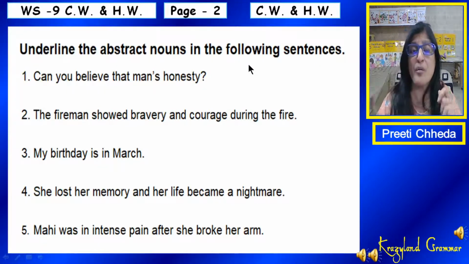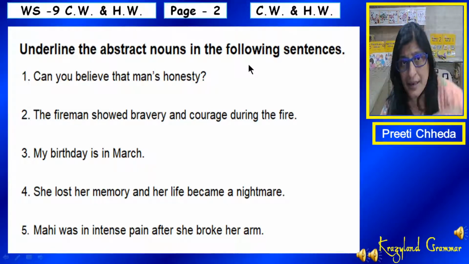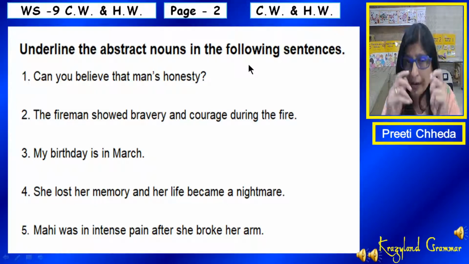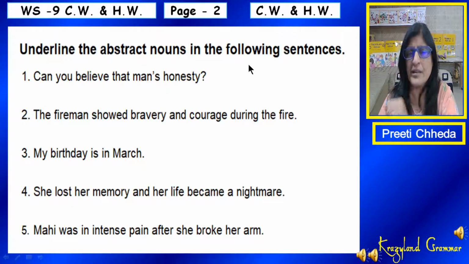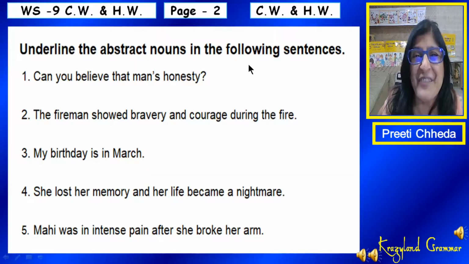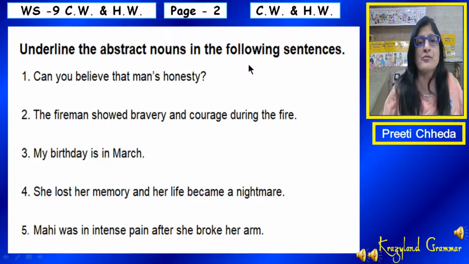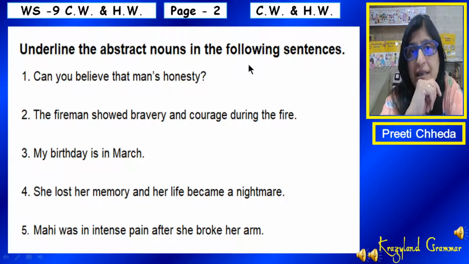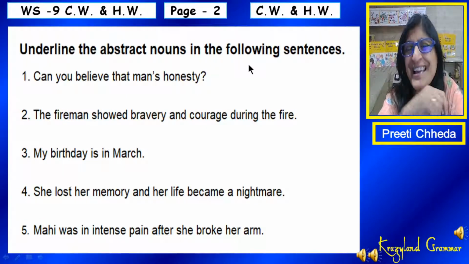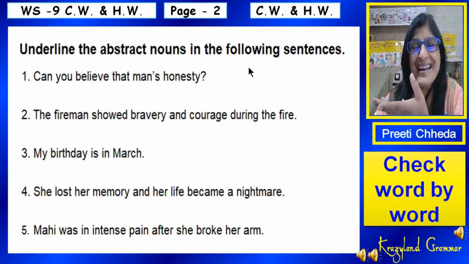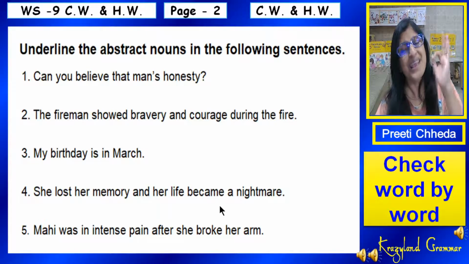So that's why ma'am puts in a little googly every time. So I come to know who is reading the instructions and who is not reading the instructions. So you will be caught if you do not read the instructions. So underline the abstract nouns in the following sentence. And how do we check? Word by word.